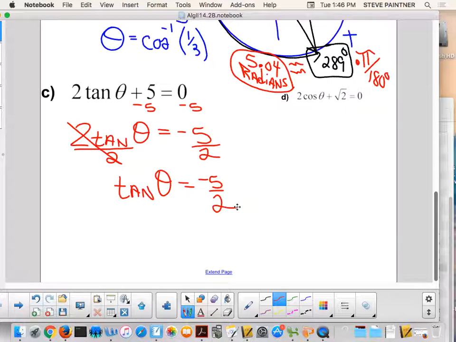Now, can you get the answers? That's another issue. Okay, how do you get theta? Inverse tangent of. Yep. Okay, now I would personally draw the circle.